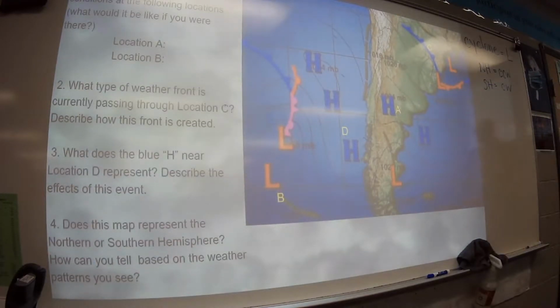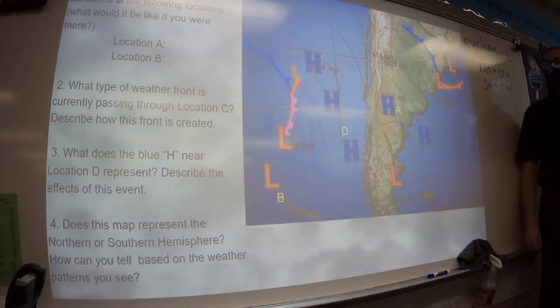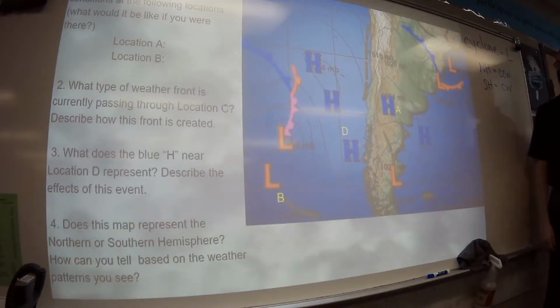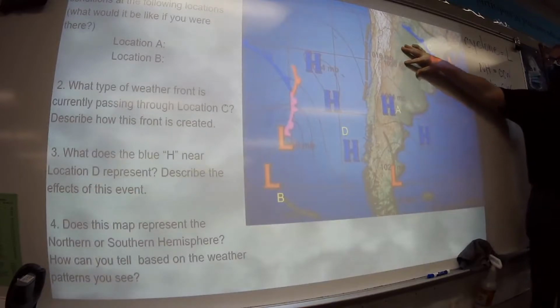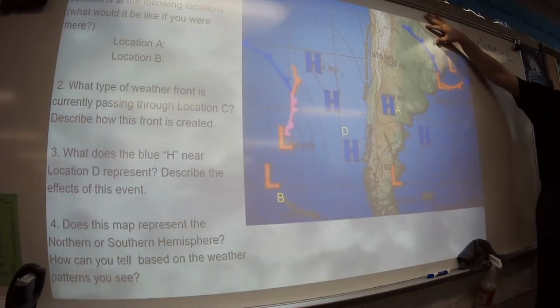Oh, number 3. No, I'm sorry, we're on number 2. What type of weather front is currently passing through location C, and describe how it's made? Go ahead, Wyatt. A cold front. How do you know? Because it's blue and it has triangles on the outside. Nailed it. And how is that front created? When cold air meets hot or warmer air, and the cold air basically wins. Okay, so we've got cold air pushing into warmer air.